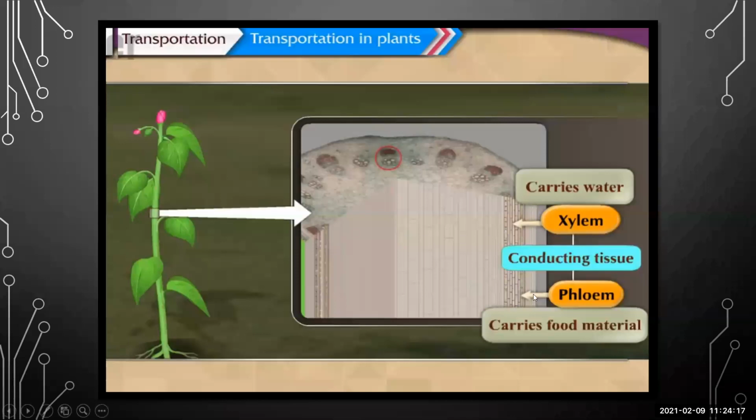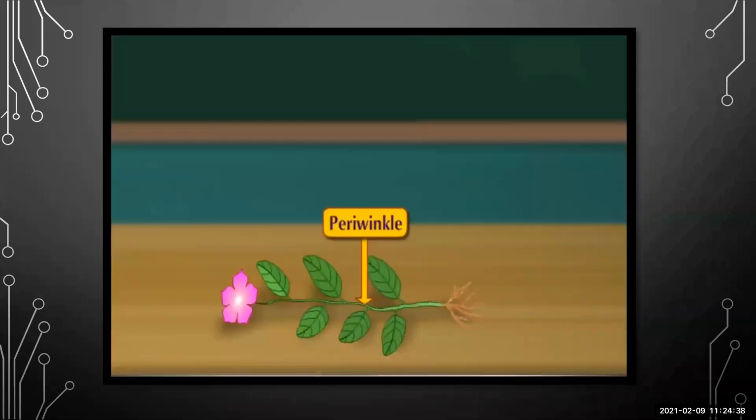Here you can see xylem conducts the water and phloem conducts the food material. Xylem carries the water from the soil, and phloem carries food material from the leaf, where the chlorophyll pigments are present, where the food is being stored, to the other parts of the plant. And now the small experiment we have seen, where we can see the movement of the water in the plants, transportation of water in the plants.